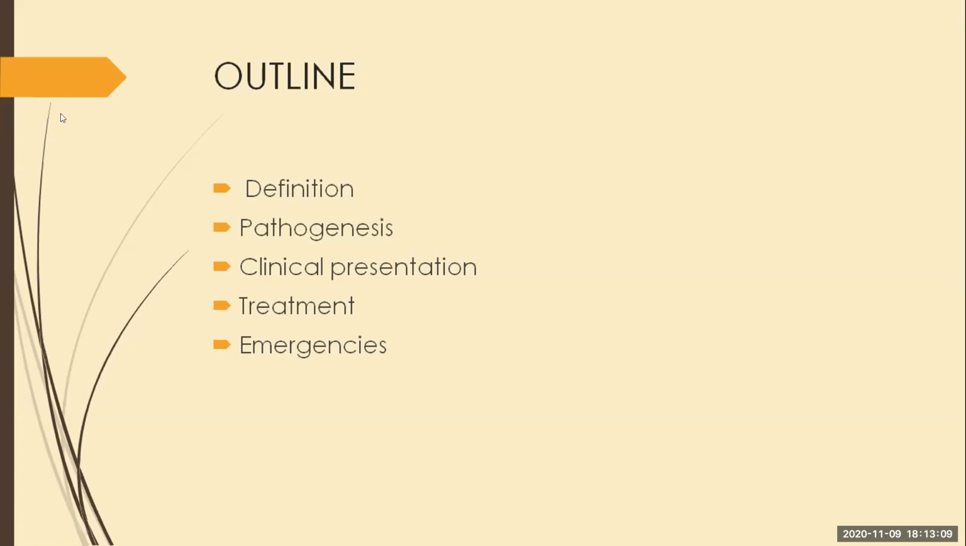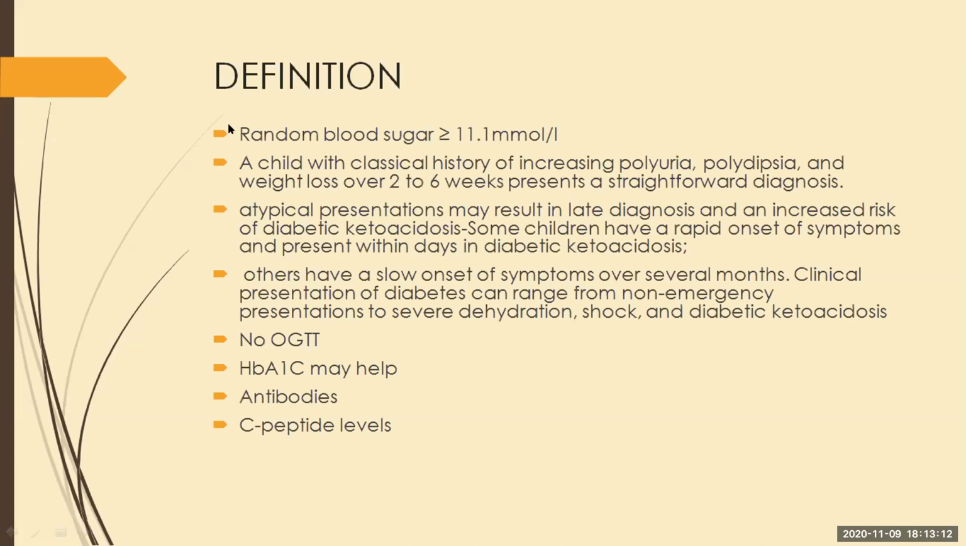So the definition of type 1 diabetes is a condition that is found in children where they don't have any insulin. They are not making any insulin in their body. And when you check their blood sugar, you find that it is equal to or more than 11.1 millimoles per liter. These children normally have classical symptoms of increasing polyuria, polydipsia, and weight loss, and the majority of the time this is within 2 to 6 weeks.